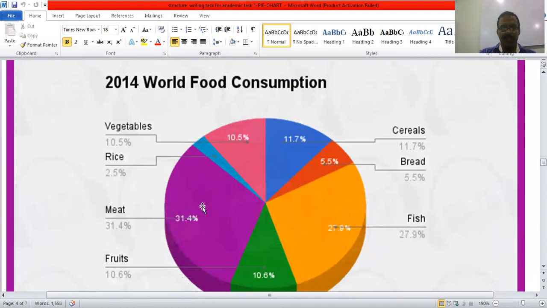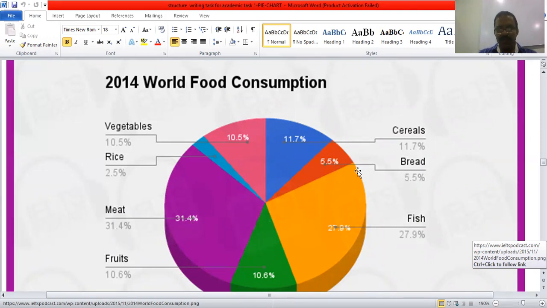Okay, so this purple part is looking like one of the biggest with 31.4%. Okay, meat. And what is the smallest here? 5.5 bread or the rice. 2.5. Where is it? This one. Okay, rice. This one is 2.5, rice. Okay, this is the smallest, and comparatively the second one is 21.9. That is fish. Okay, so in this way we come to know about the overall.